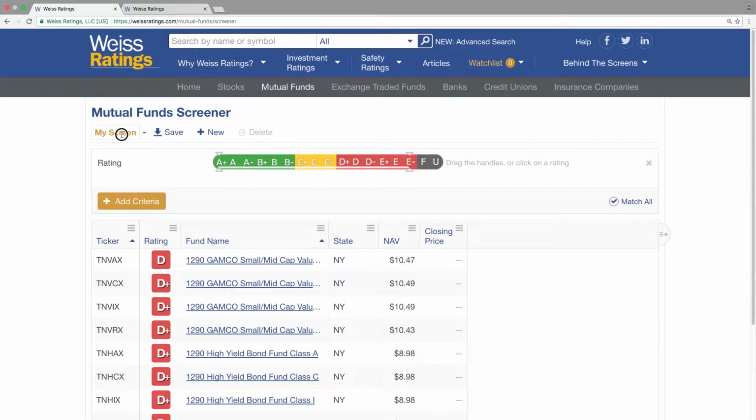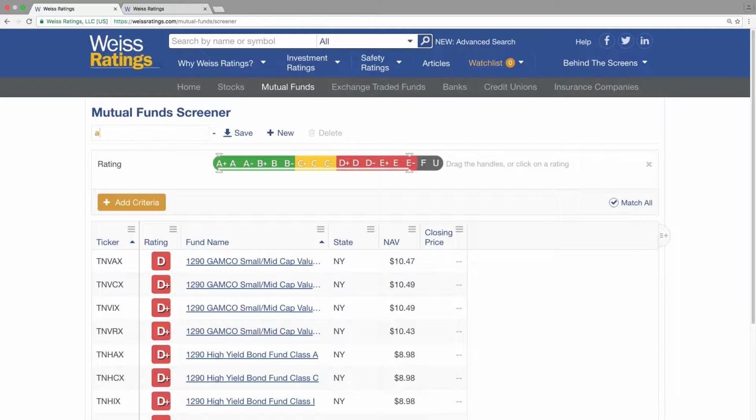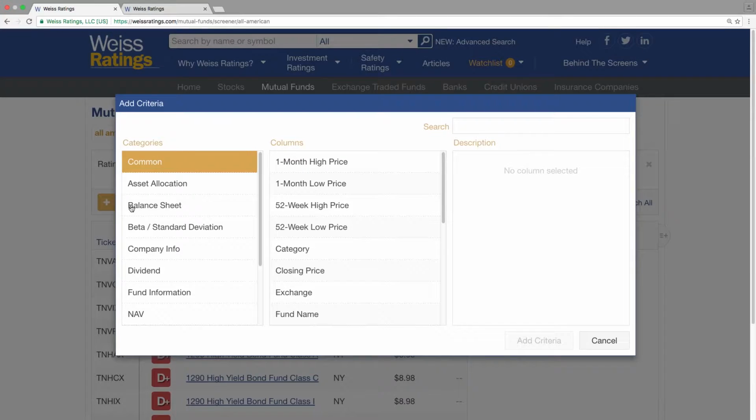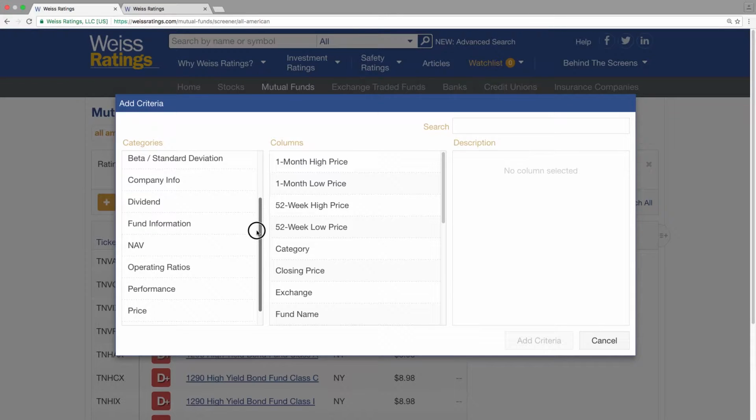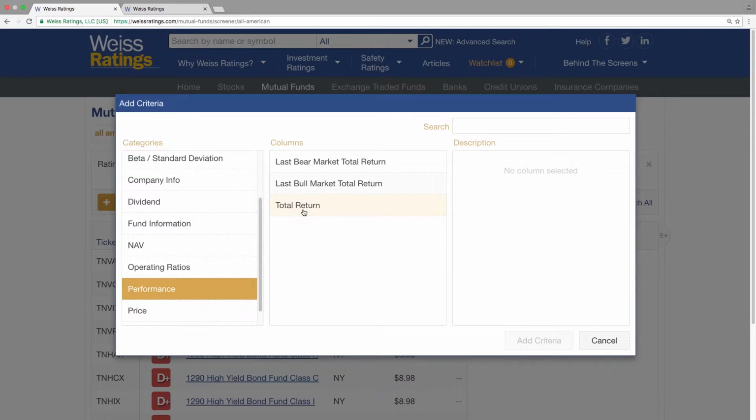So what we're going to do now is to rename this All American. So you see what we're going to do there, and I'm going to click on Save so that we've saved this screener. And then I'm going to start adding the rest of the criteria. So the first criteria I'm going to look at is returns. The total returns here are real important for us. So we go down to Performance, and then we're going to look here at total returns.